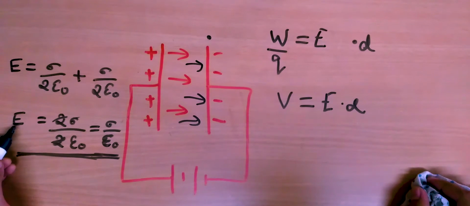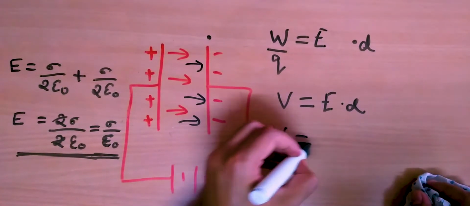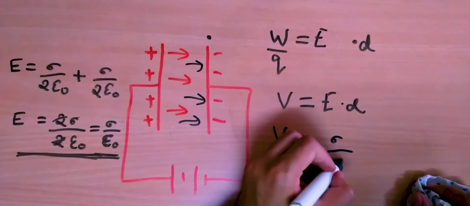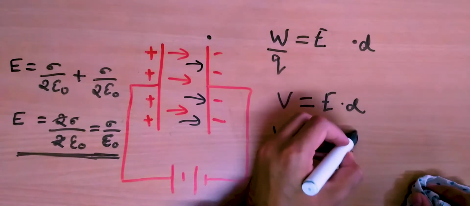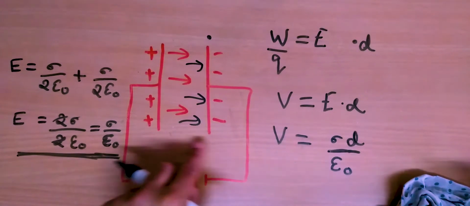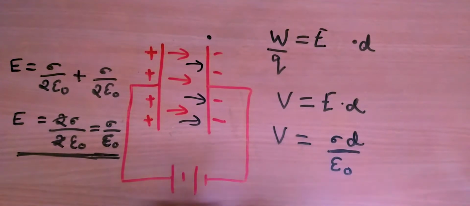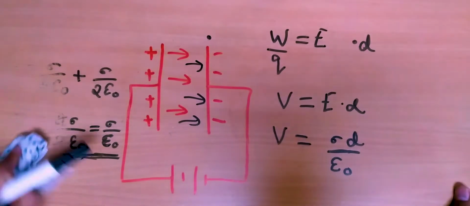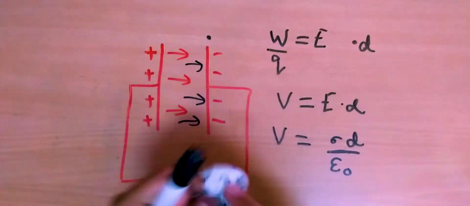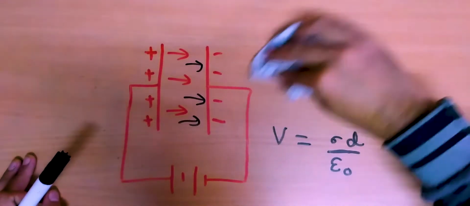So we know what E is. E is sigma upon epsilon naught. So what I can write is V equals sigma upon epsilon naught times D. So now we've got the expression for the potential difference between these two plates. Simple. Right? Now I'll just remove this part to avoid confusion and keep things clear. Let me just remove this part also. Right? So this is the final expression that I'm left with.